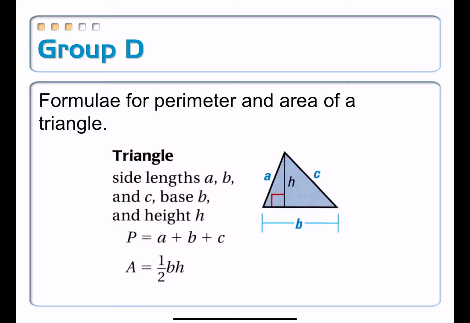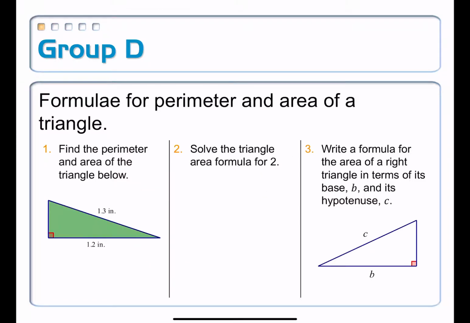All right, fine. My area formula is 1/2 times the base times the height. Sometimes you see this written as just simply base times height over 2. It means exactly the same thing, right? Okay, so again, remember that perimeter will be in units and area will be in square units. So let's take a look at our problems for triangles.